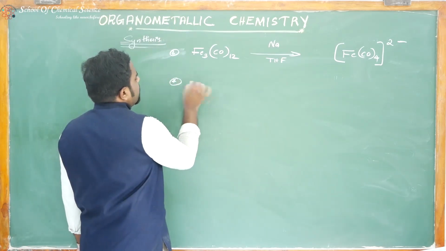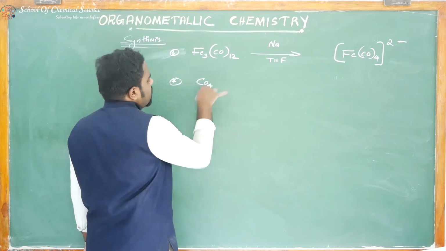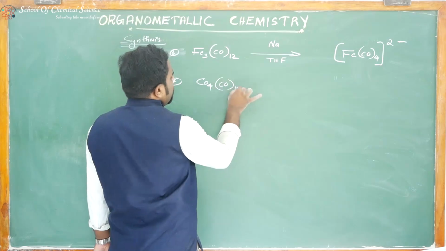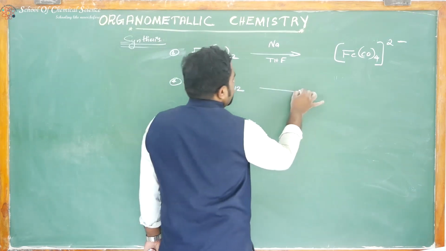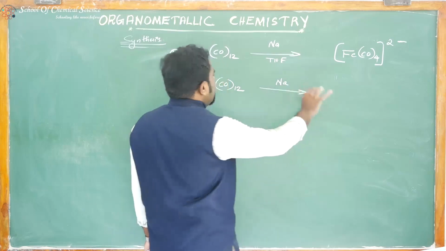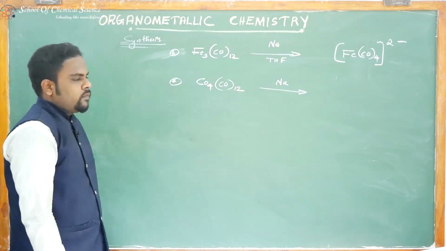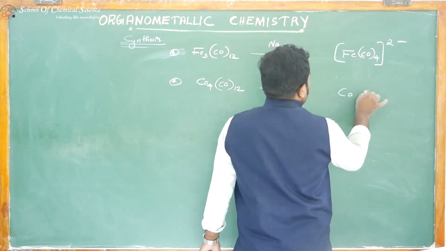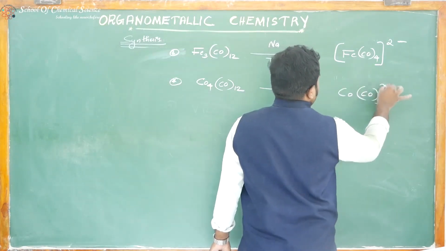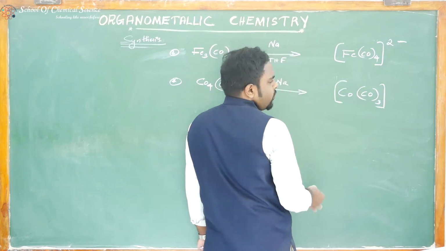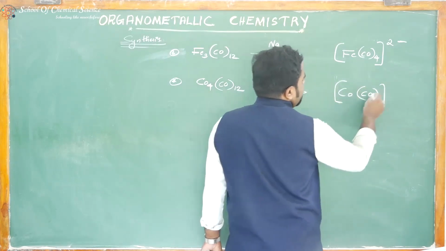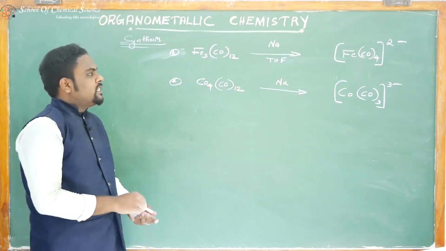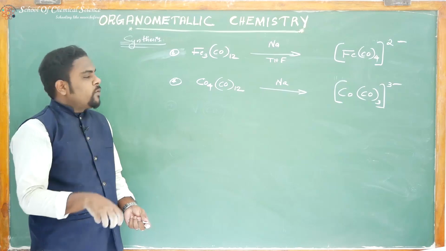Okay, then next question, CO4CO12 with the sodium reducing agent. What will be your product? CO4, 4 metals are there. Divide equally into 4. CO thrice, then must satisfy the 18 electron rule. Cobalt 9 plus 6, 15, so 3 negative. CO4 3 negative. So this is the method of preparation of carbonylate ion.